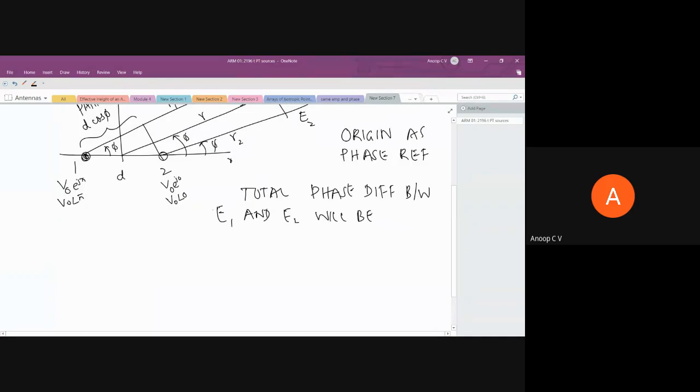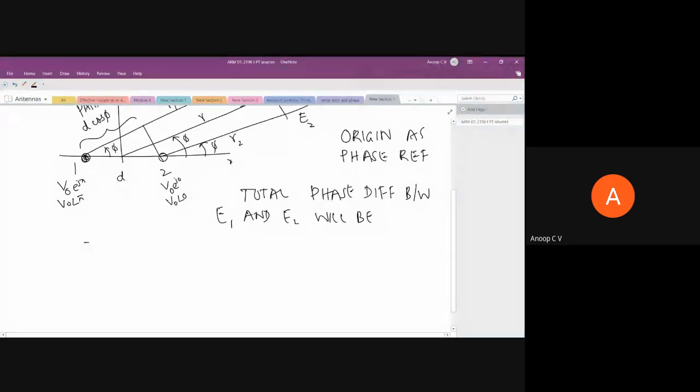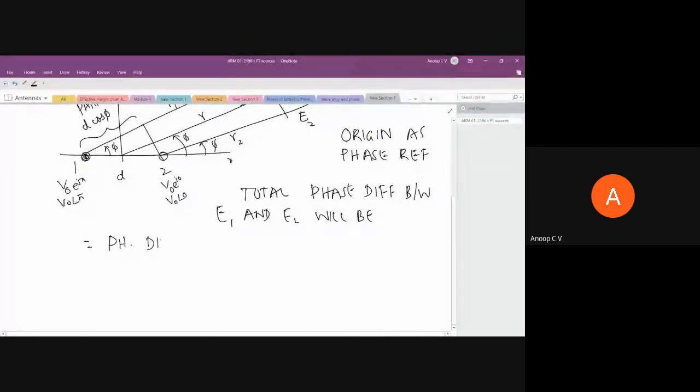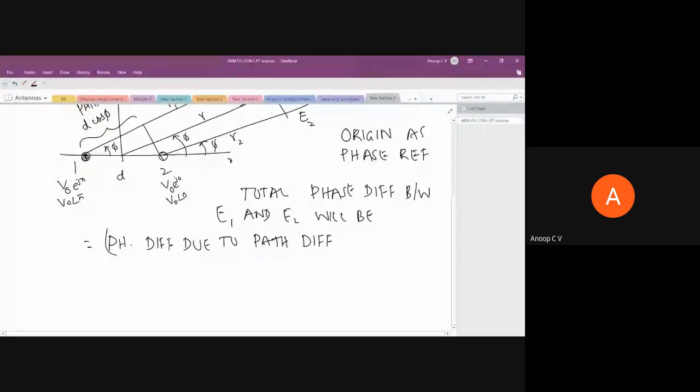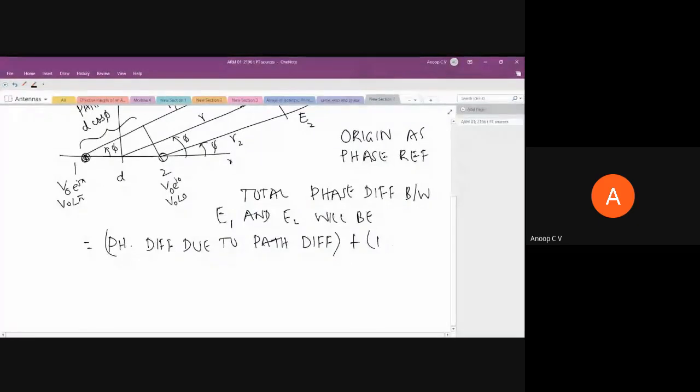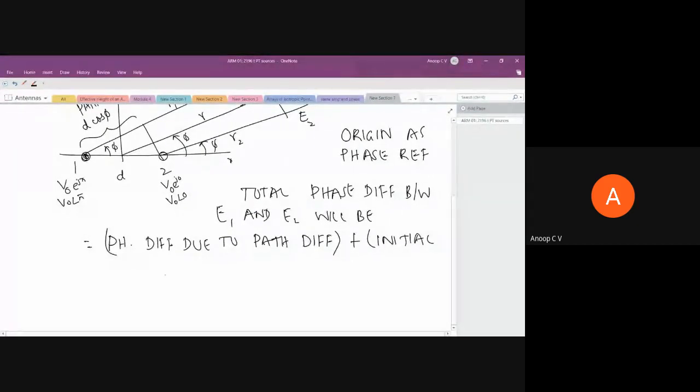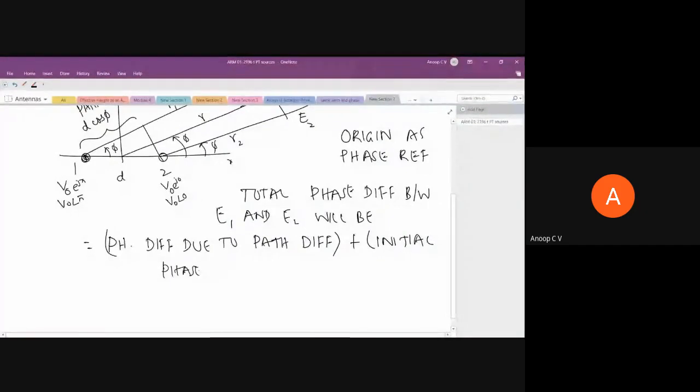Total phase difference between the phases E1 and E2 will be the phase difference due to path difference plus the initial phase difference between excitations.